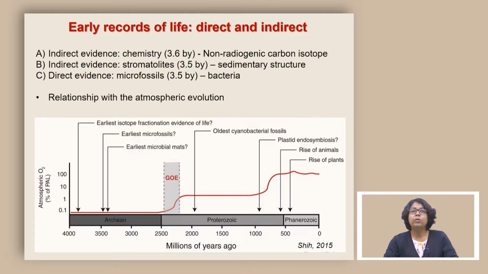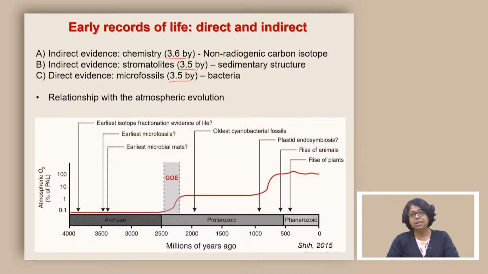We are going to classify these evidences into 3 types. The first type is an indirect evidence from chemistry, and that dates back to 3.6 billion years, which tells us something about life. There is another type of indirect evidence which is a trace fossil, and that gives us an age of 3.5 billion years. And finally, we get a direct evidence of microfossils, and that also comes around 3.5 billion years.